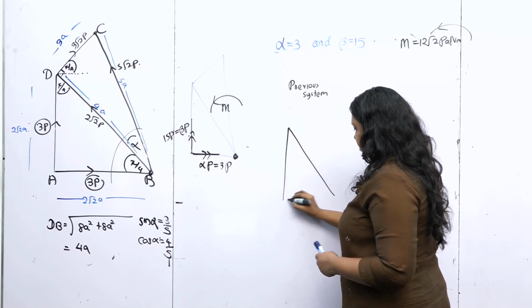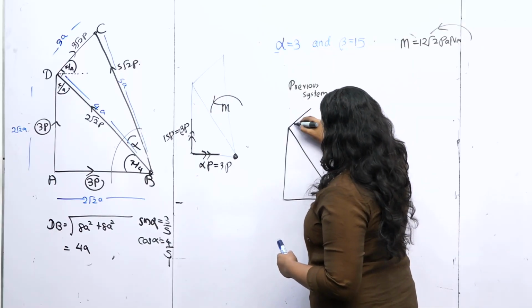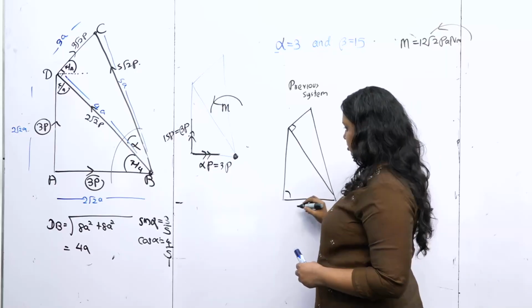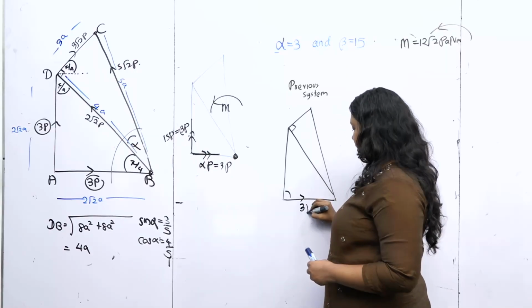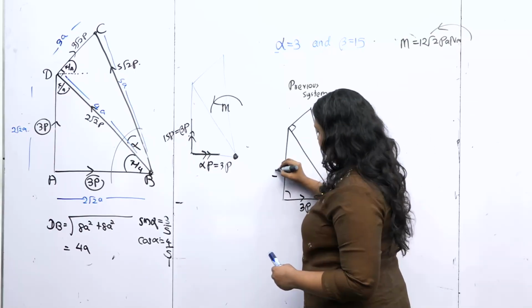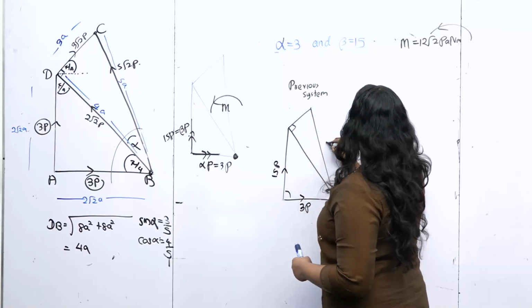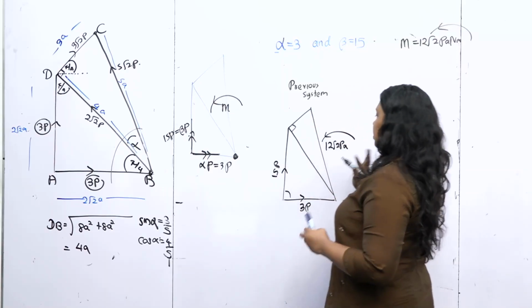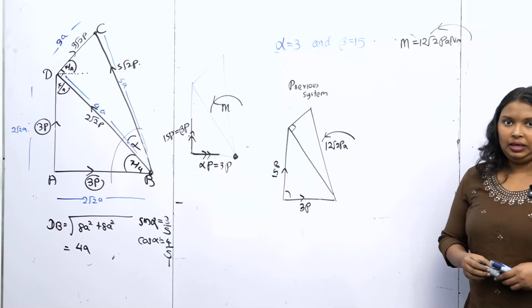The system was like this, no? Previous system is 90, this is 90, 3p, 15p, and 12 root 2pa Newton meters to this direction. This was our previous system.